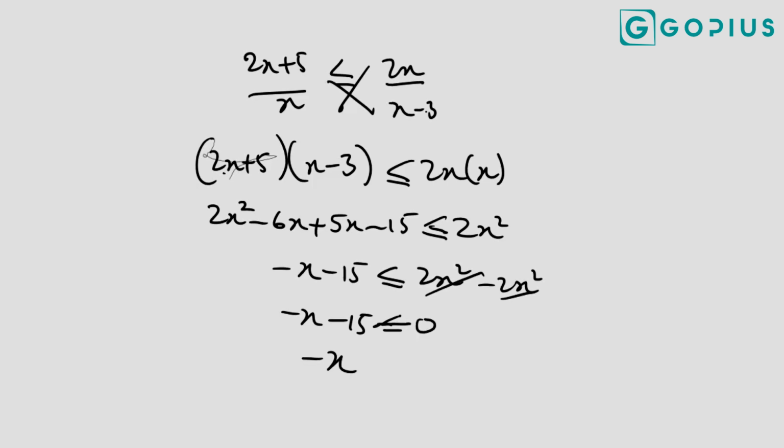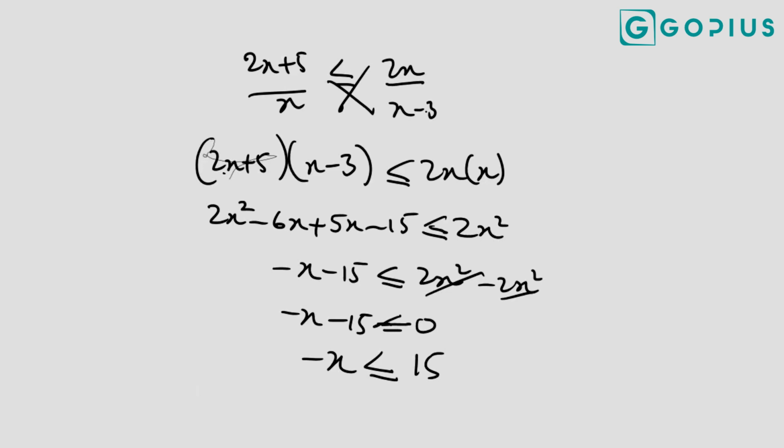So we have minus x is less than or equal to, we take minus 15 to the right hand side, so we have plus 15. And for x to stand alone, of course, we have to multiply both sides by minus 1, or divide both sides by minus 1.